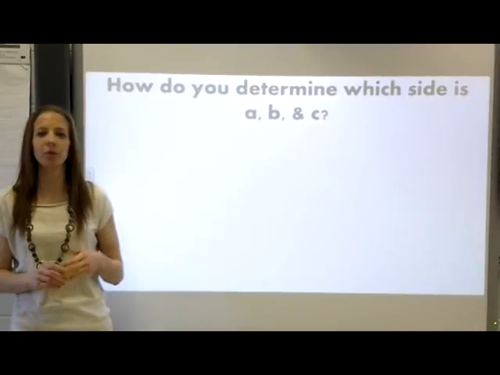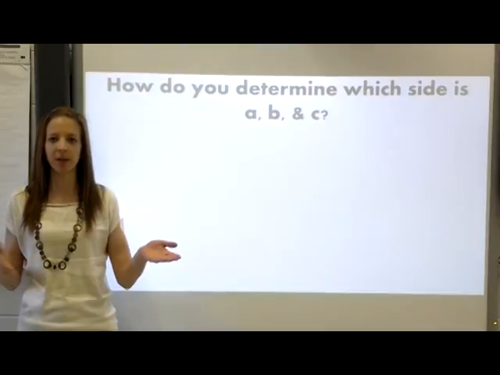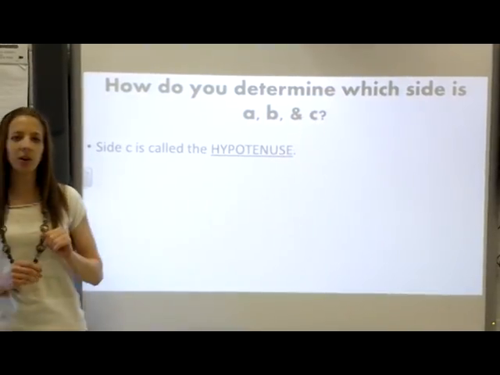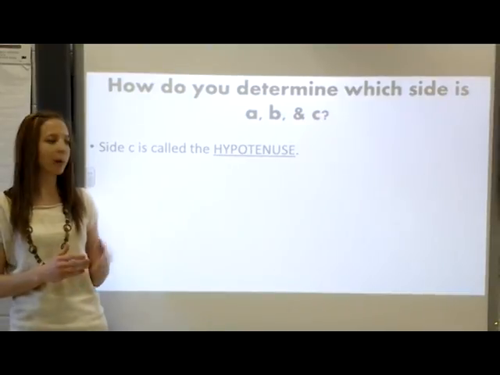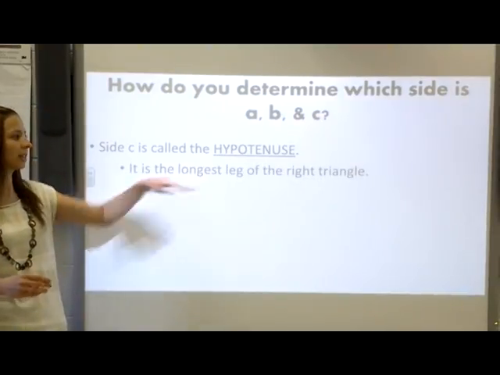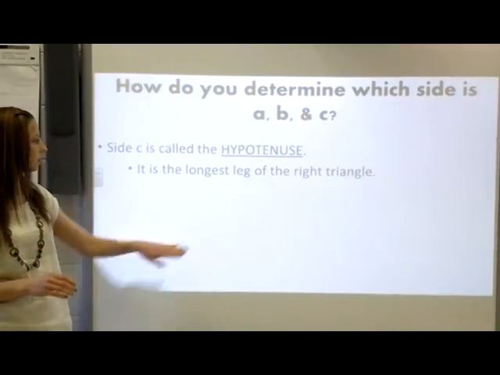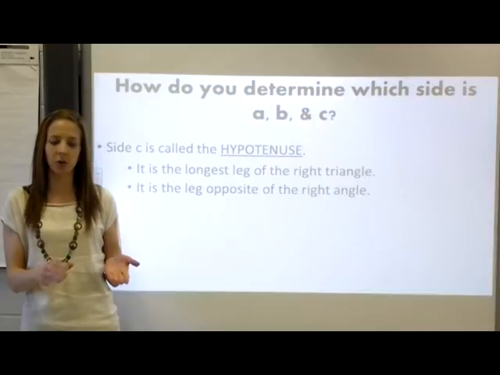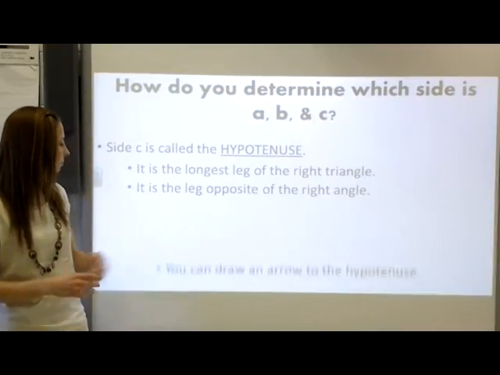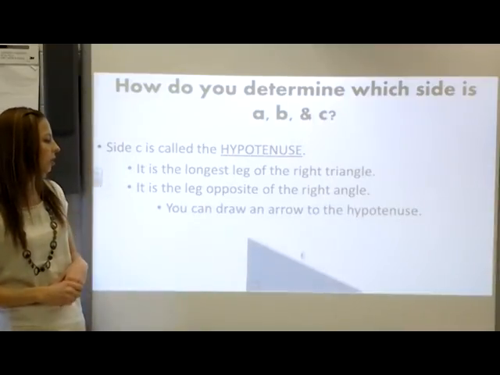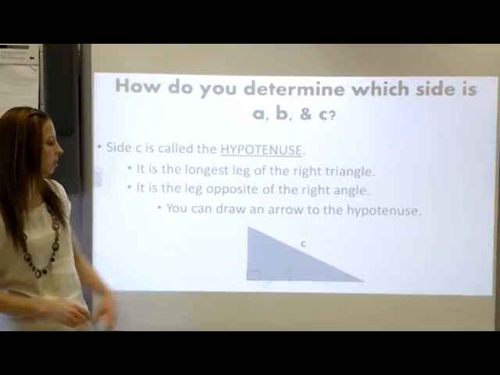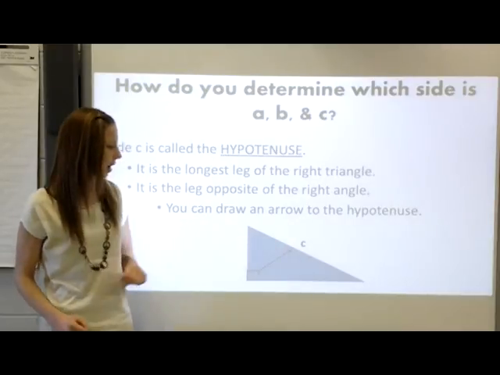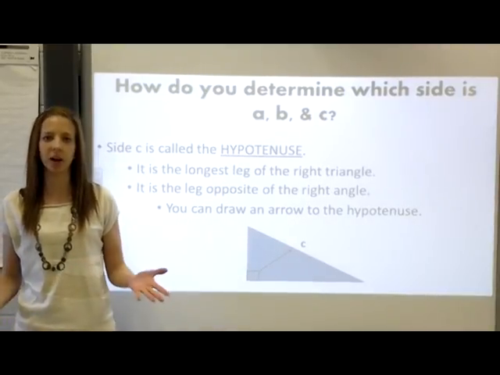So how do you determine which side is your A, your B, and your C? We're going to start with side C, and we call this the hypotenuse. The hypotenuse is the longest leg of the right triangle. It is the leg opposite of your right or 90-degree angle. And what you can see is that you can draw an arrow from the square, and it leads to your opposite side, which is your C or your hypotenuse.